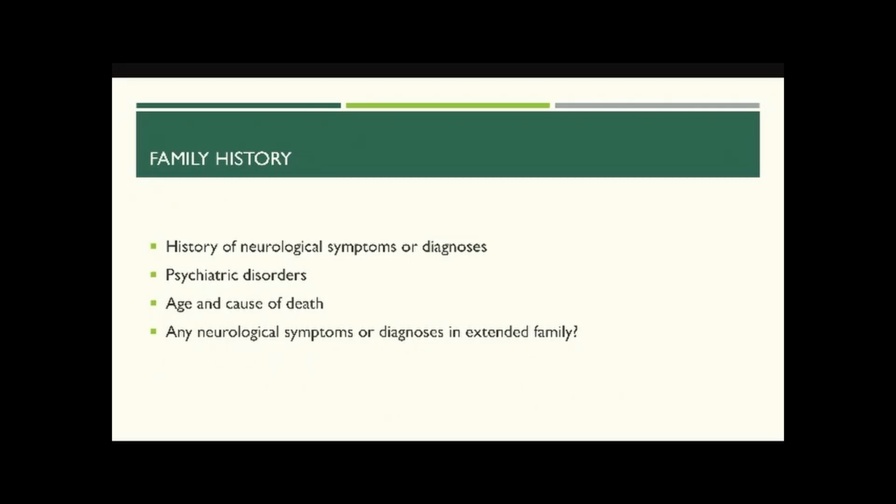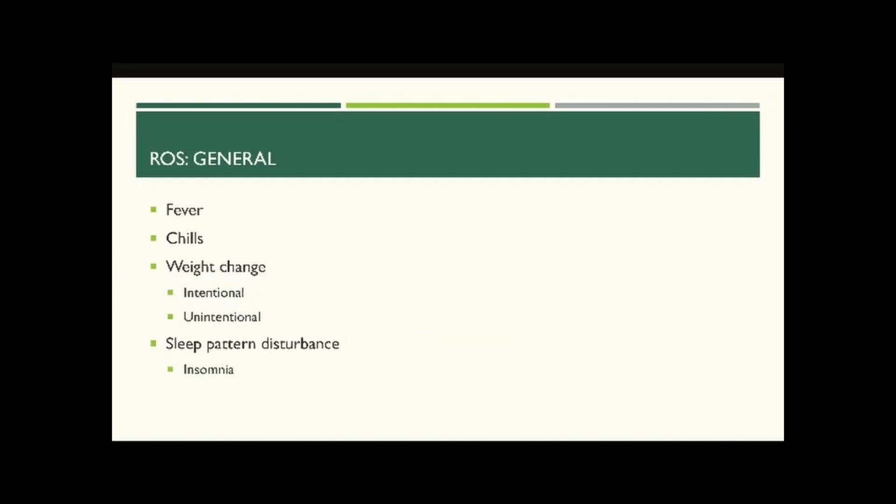Family history: does anyone in your family have any neural symptoms, any history of strokes in the family? Migraines are also genetic. Psych disorders, obviously age and death, and any neurological problems in the family, Parkinson's, Alzheimer's, those things.